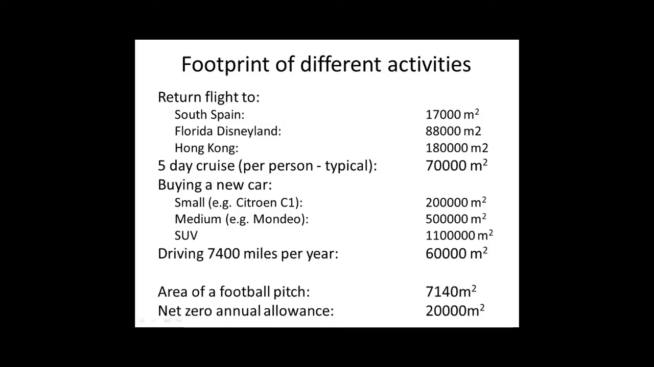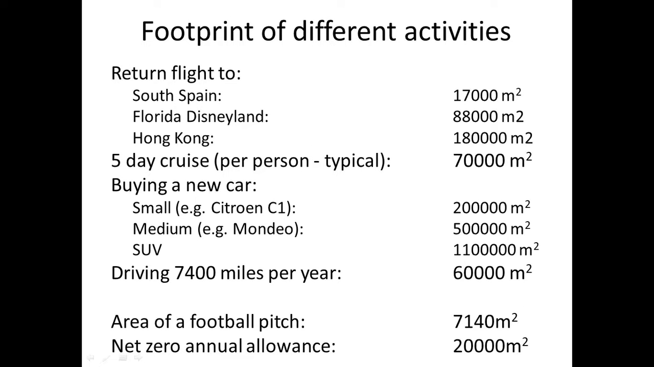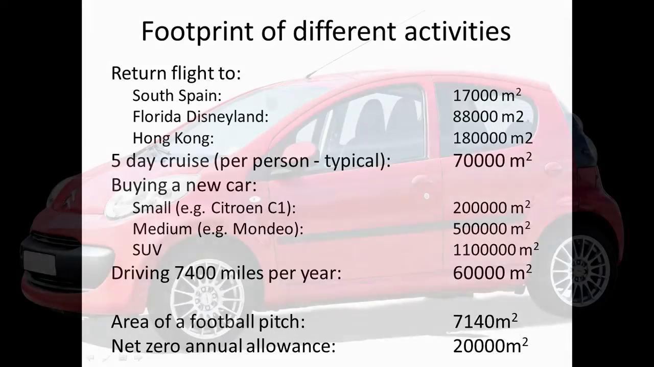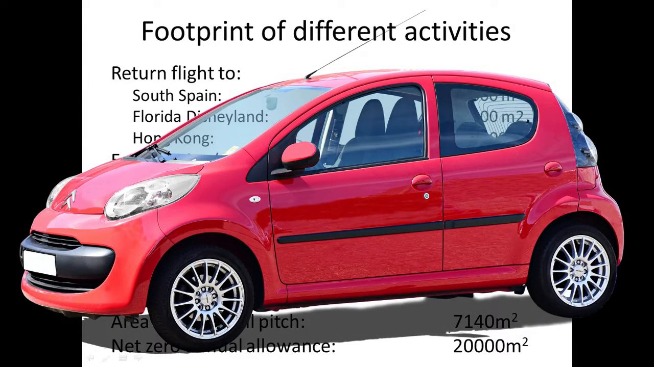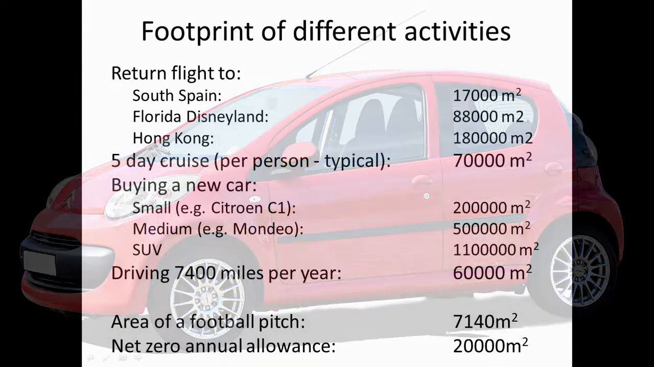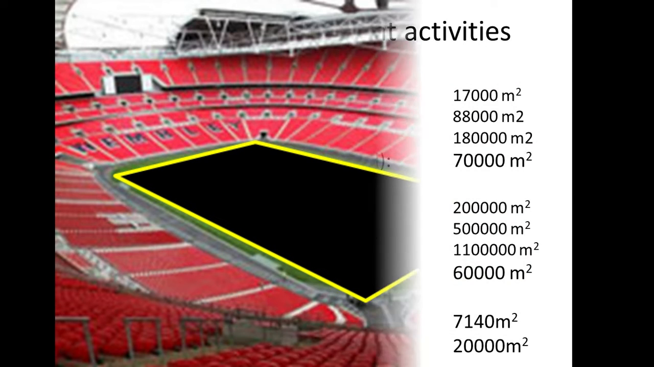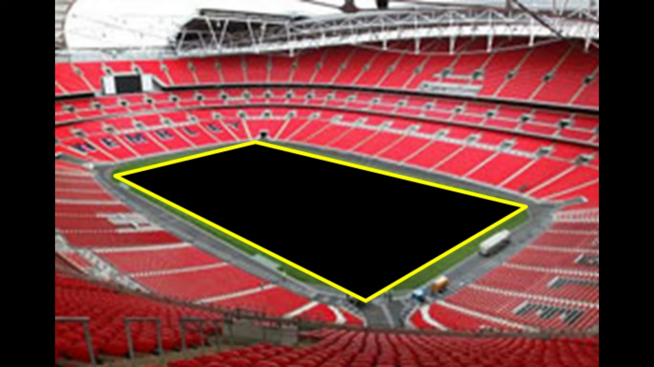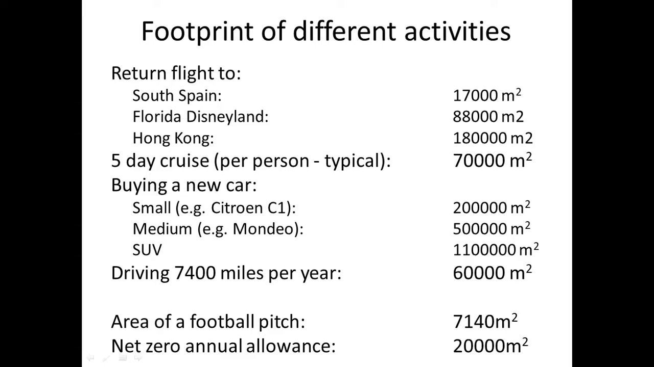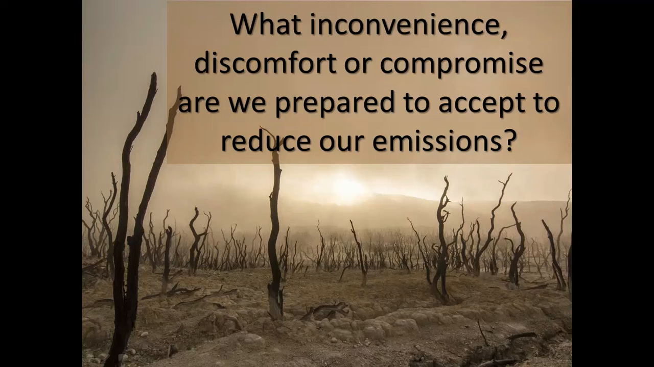Many of the activities and purchases that we've become used to are major contributors to our global footprint. Buying a small car has a footprint in excess of 30 football pitches. To eliminate global warming, everyone on the planet has a footprint allowance of only 20,000 square meters. So the question becomes, what inconvenience, discomfort or compromise are we prepared to accept to reduce our emissions?